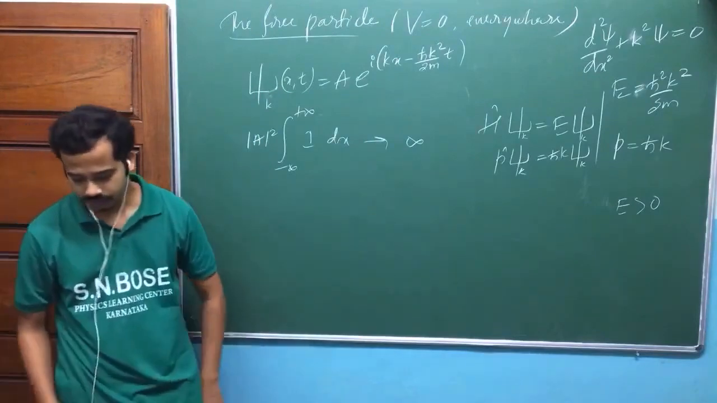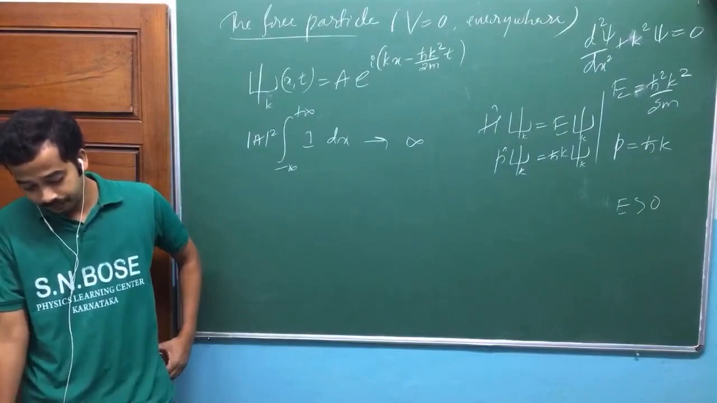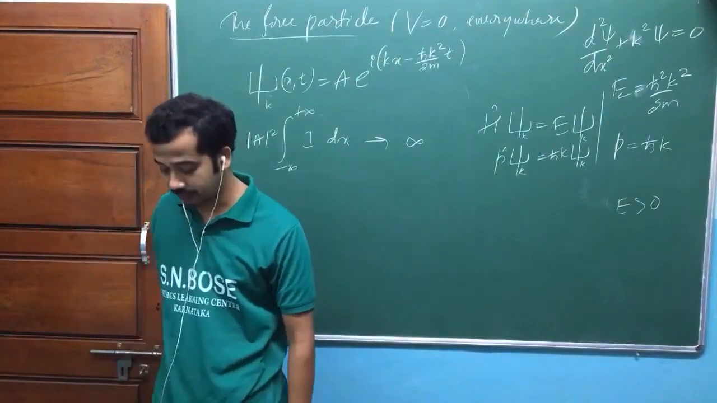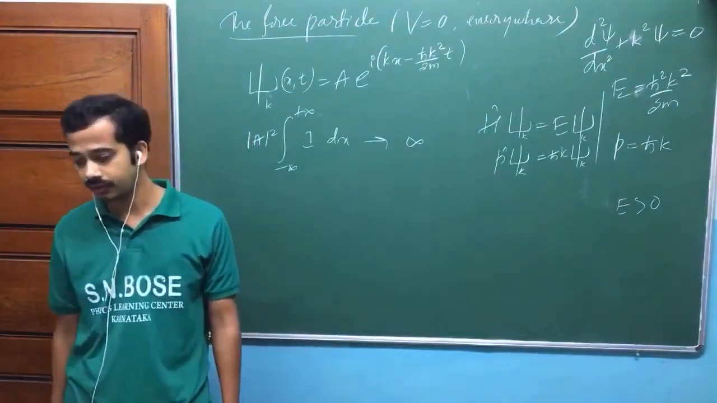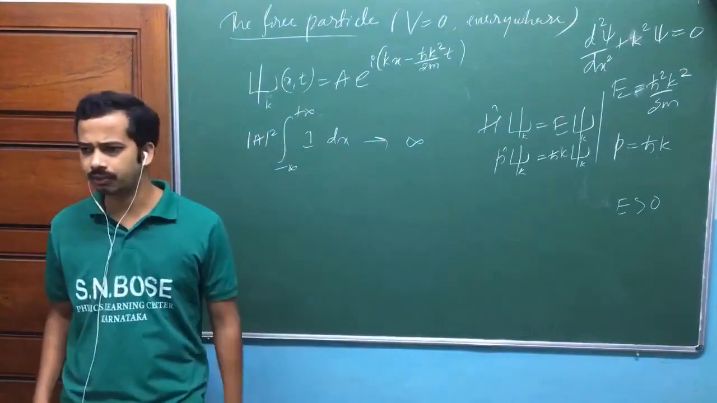Wait a second, let me answer those questions. There is no such thing as a free particle with a definite energy, in bracket write momentum, because momentum will decide energy, E equal to p square by 2m.